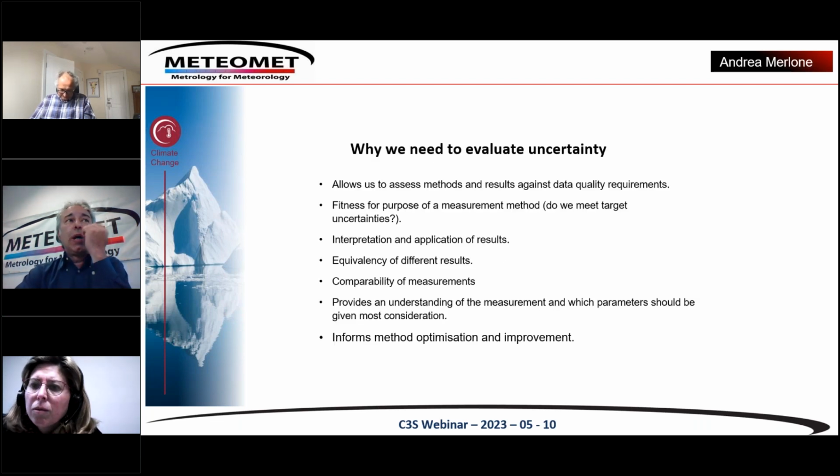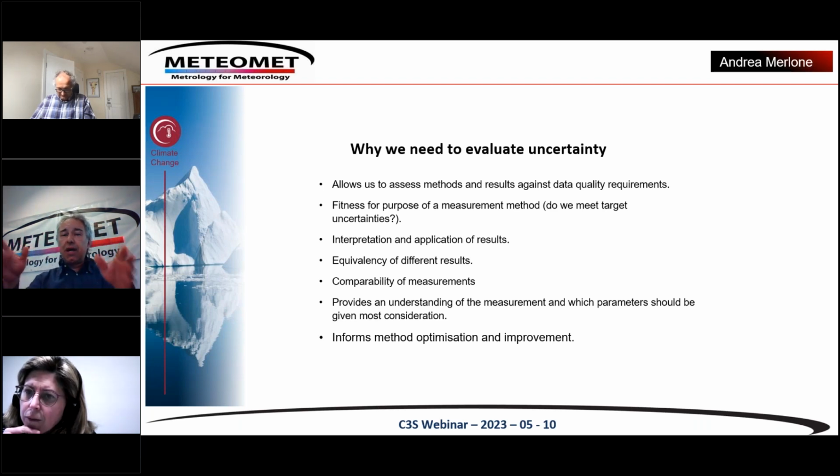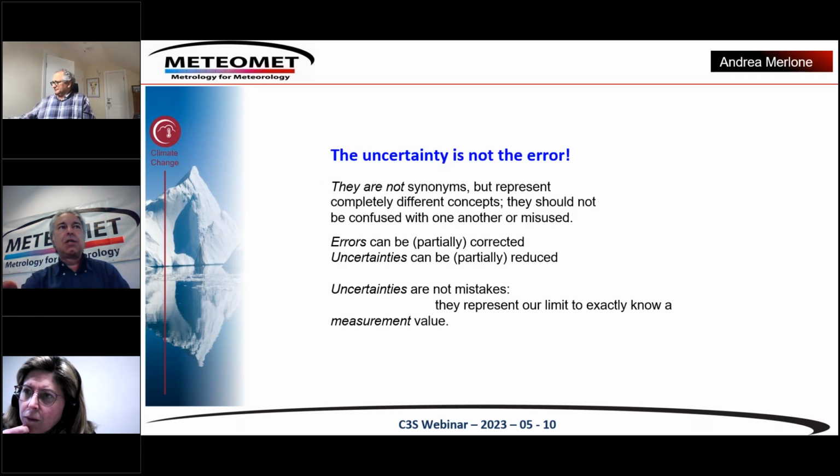And why do we need to declare them? Because it's a good fact. It gives a lot of information on how to better apply the results, how to declare to the users, take care, that's the uncertainty. That's the interval. But when you give a value without the uncertainty, you know very little. Without uncertainty, you know very few.